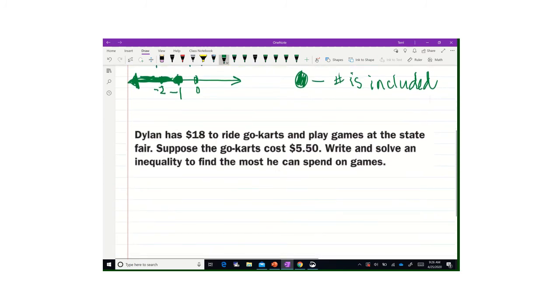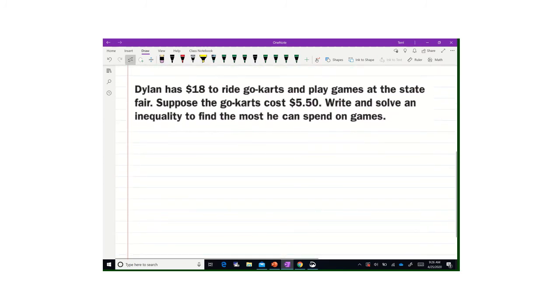All right, we're going to go down and try a word problem on this one. Dylan has $18 to ride go-karts and play games at the state fair. Suppose the go-karts cost $5.50. Write and solve an inequality to find the most he can spend on games. All right, so we know that he has $18 to spend on games. So I'm going to put that over here as my answer.